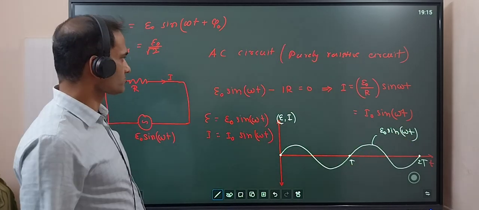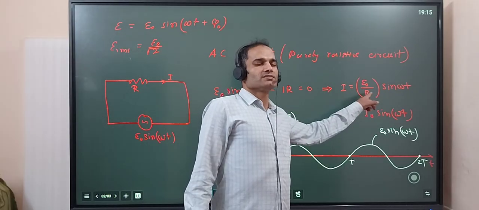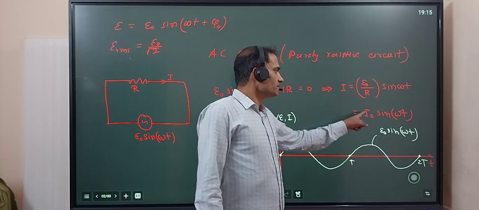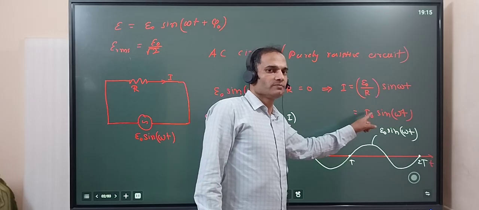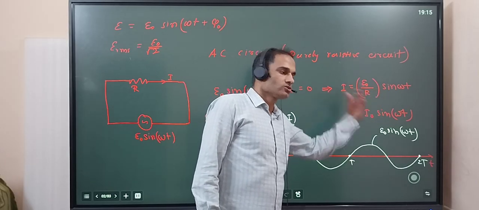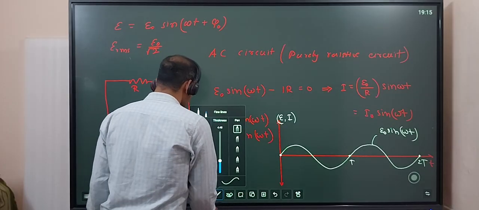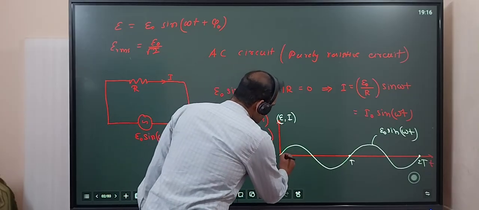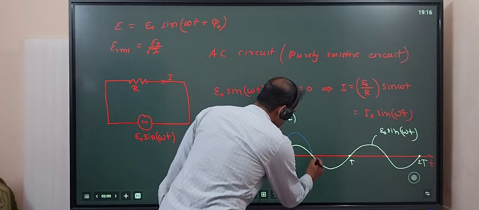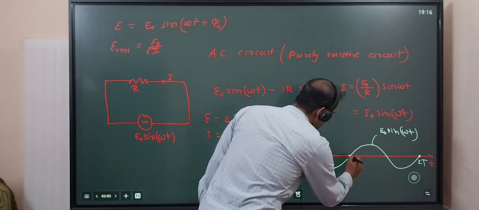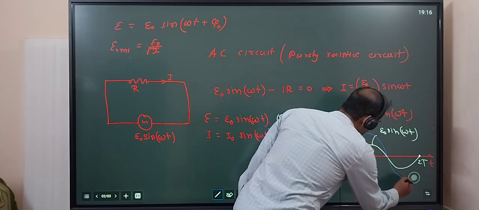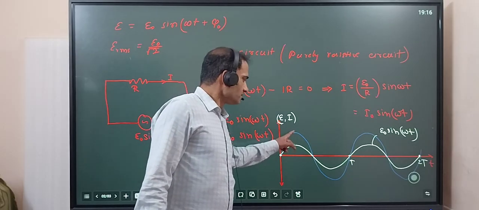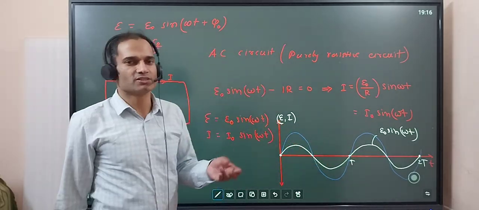And let us say this resistance is half unit. Okay, if this resistance is half unit, then this current I naught will be double of E naught. So the graph will look like this. Okay, I will show it in some other color, blue. So this will look like this. What you can see here, the current is double because resistance was 0.5 unit.